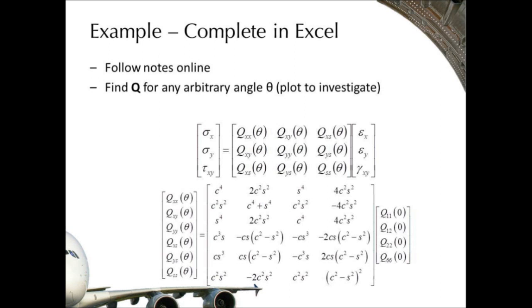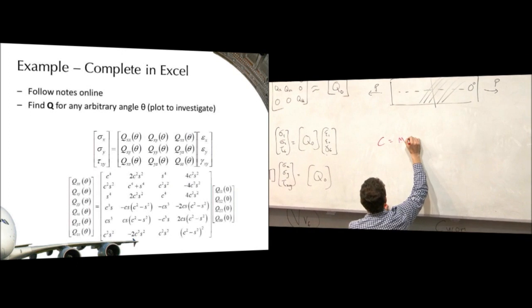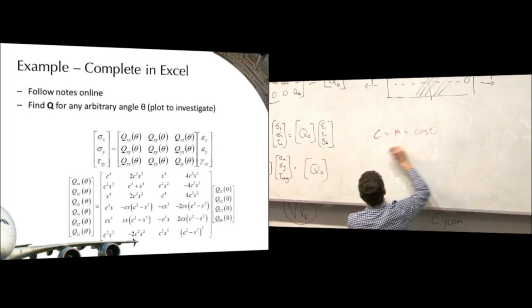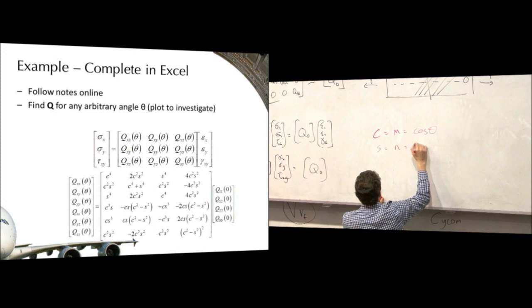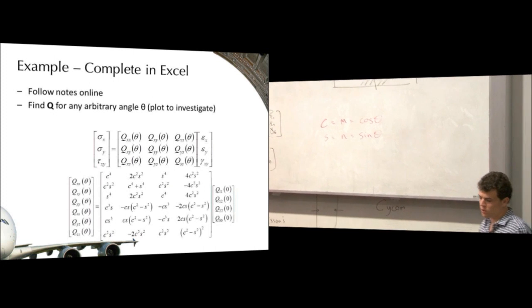And so this can be set up as an Excel calculation. You can set this matrix up by calculating C and S, which are the same as our M and N. I don't know why I've changed. C equals M equals cos theta. S equals N equals sine theta. And I apologize, I think one of my textbooks used C and S and one used M and N.